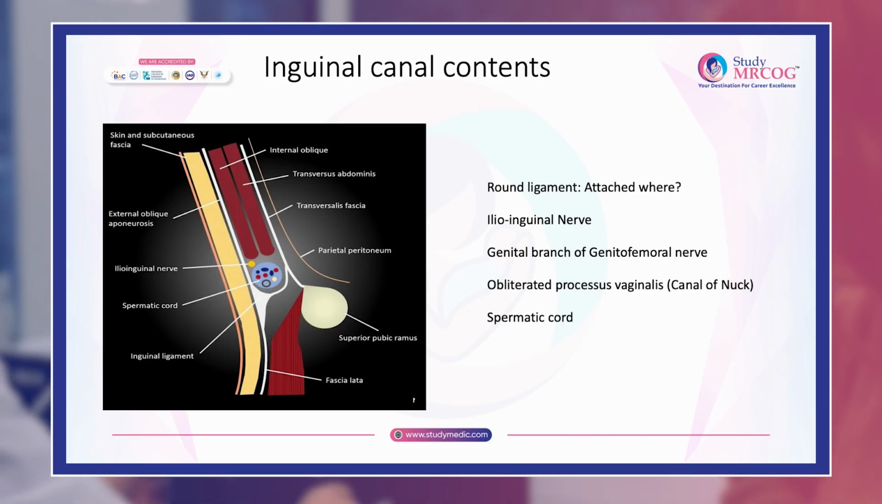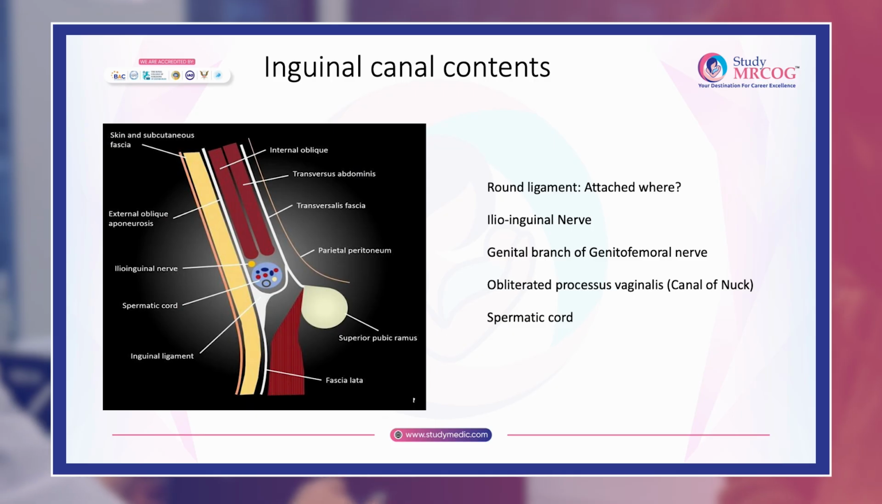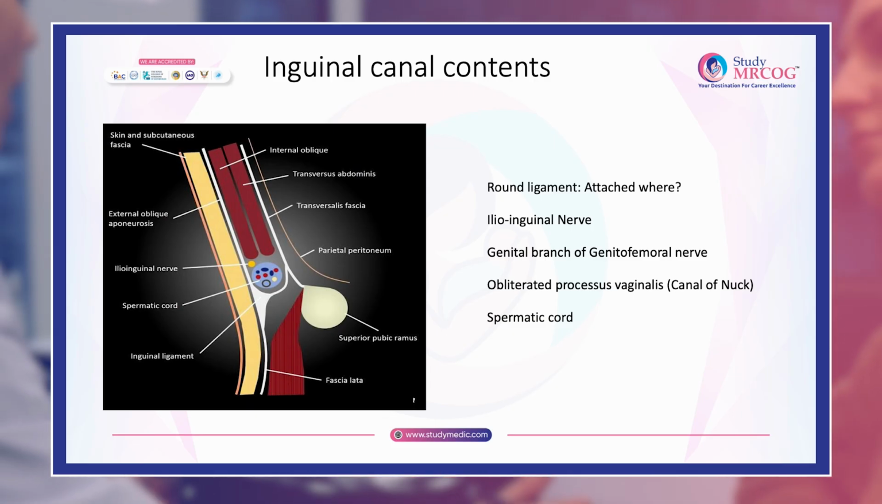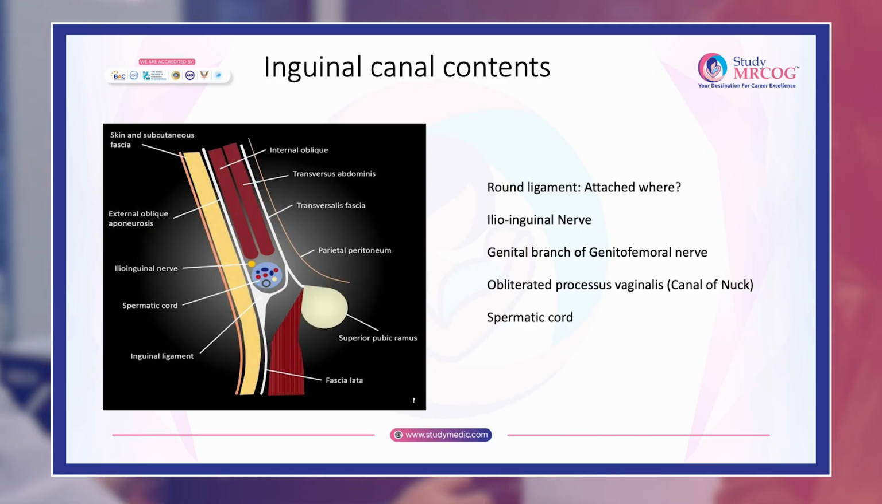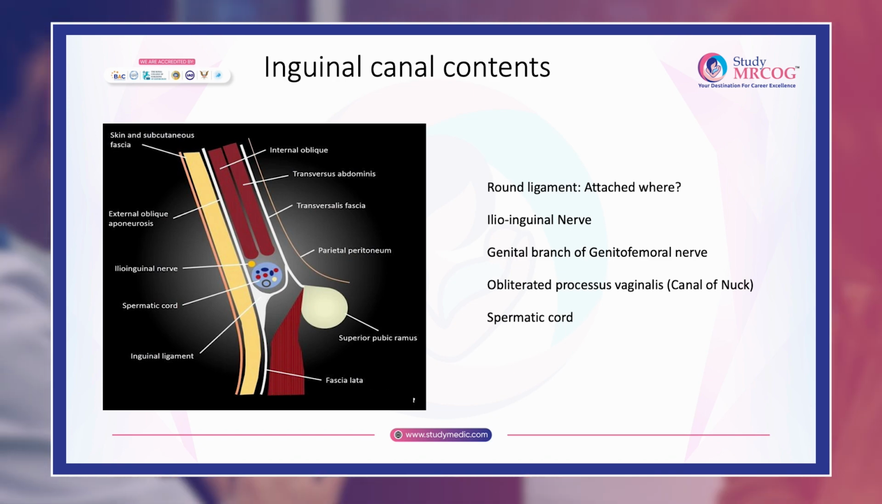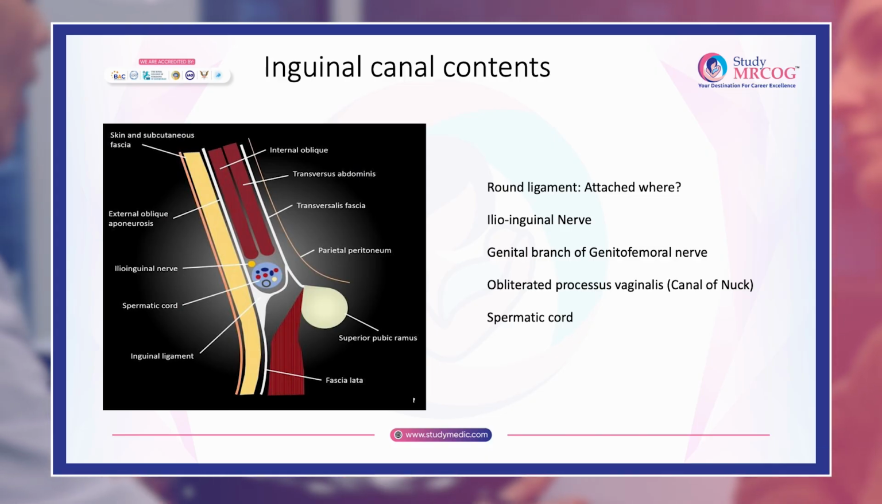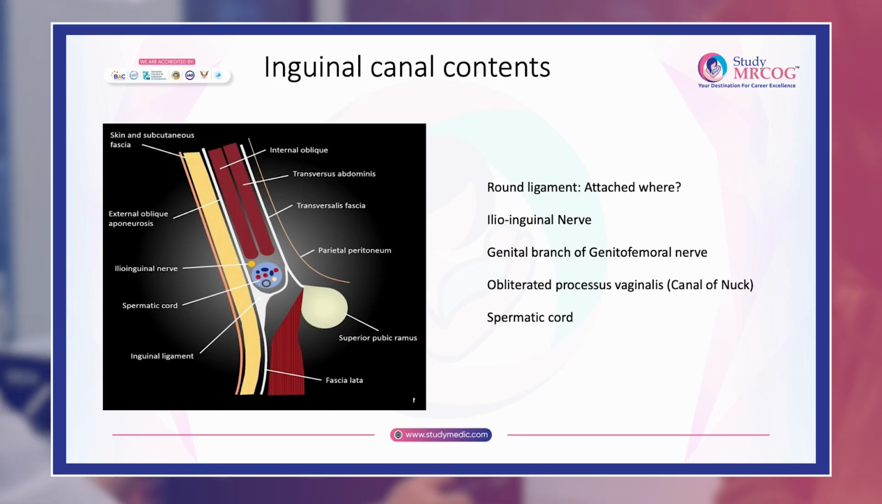Another important structure associated with this canal in both males and females is the ilioinguinal nerve. What we need to remember is that this nerve does not traverse the entire length of the inguinal canal. It enters the canal by piercing the internal oblique muscle and it exits via the superficial inguinal ring. So this is also a frequently tested point.